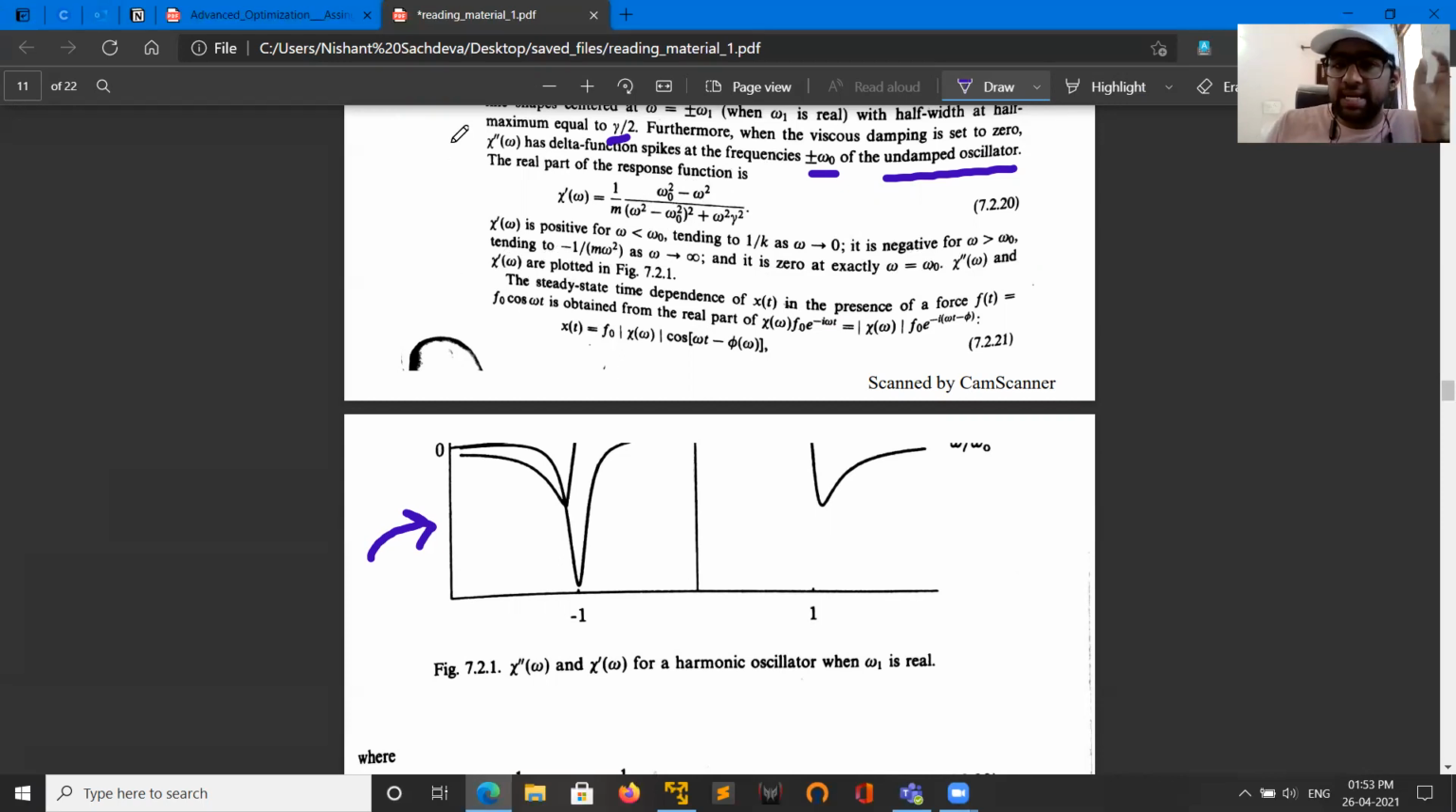The steady state time dependence of x of t in the presence of a force is obtained from the real part of x of omega f naught e to the power minus i omega t, which is mod of x of omega f naught cos of omega t minus phi. Just simplify that equation a bit because e to the power minus i theta can be cos of theta minus i sin of theta. So that way we simplify it a bit and get this. Works out even.